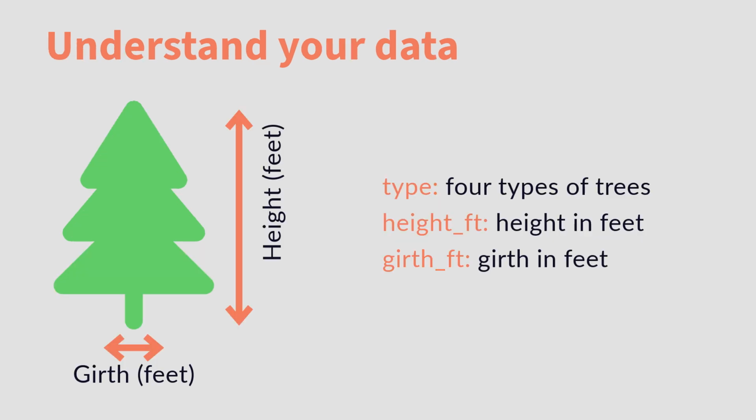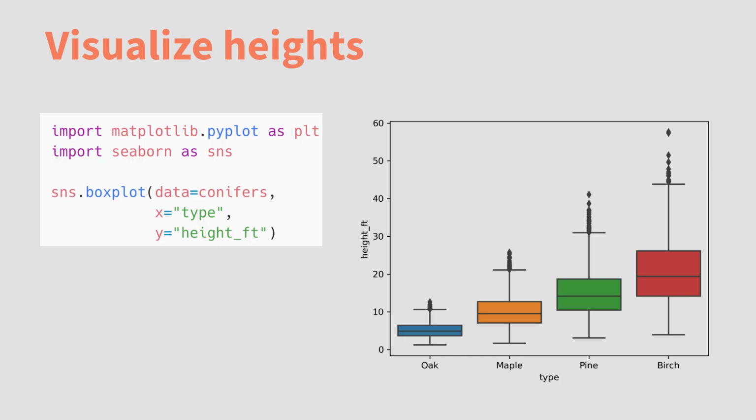The first step is to understand the data. This step we have already completed previously. We have seen that the conifers data contains 3 variables: type, which contains the names of 4 different species of trees, their heights in feet, and their girths in feet. To visualize the numeric variable height with a categorical variable type, we can do a box plot.